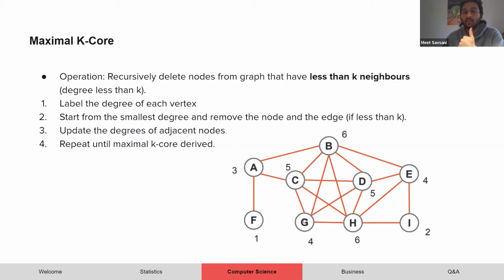Now, you remove the node which has less than k neighbors, which here means less than 2 neighbors. In this case, F is the node which only has 1 neighbor. So we would remove that from this graph and update our degrees. After removing F, we update the neighbors of A, because now it only has 2 neighbors, B and C. So at last, our graph would look like A, B, C, D, G, H, E, and I only for the maximal 2-core. We would look at this particular question in further detail.